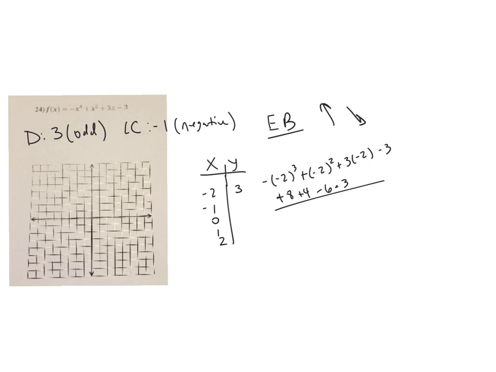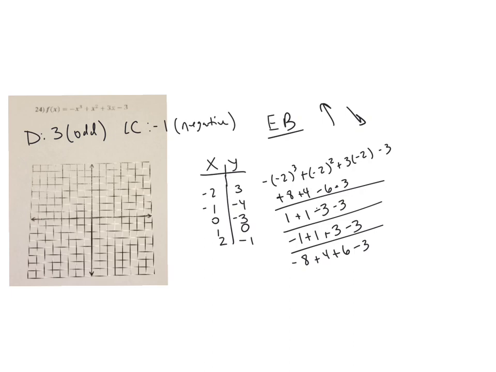Negative 1, I do the same thing, so I get positive 1, plus 1, minus 3, minus 3. So I get 2 minus 6, which is negative 4. 0 is going to give me negative 3. 1 is going to give me negative 1, plus 1, plus 3, minus 3, so I'm going to get 0. 2 is going to give me 2 to the third is 8, so it's negative 8 plus 4 plus 6 minus 3. So I get negative 8 plus 10, that's positive 2, minus 3 is going to be negative 1.